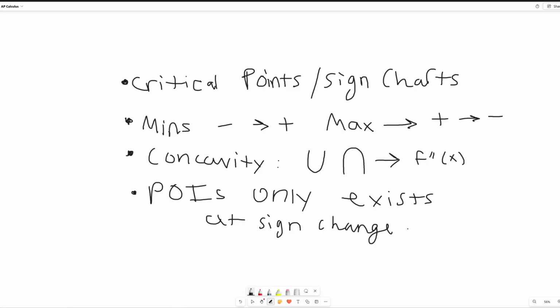So, quite often on MCQs, they will ask you which of the following must be true. Usually, a point of inflection existing is not going to be correct because they don't tell you that the sign changes. It can tell you that it equals 0, that f double prime of x equals 0 at that point, but if the sign doesn't change, it is not a point of inflection. And then you should also remember that tangent lines are over/under depending on concavity.